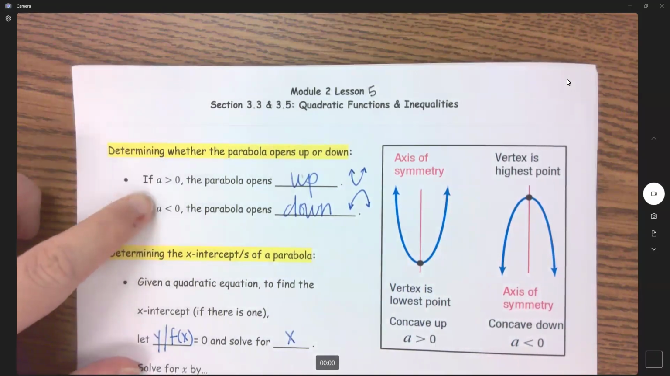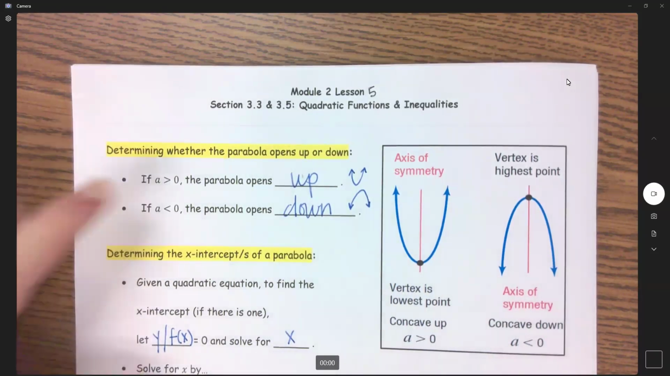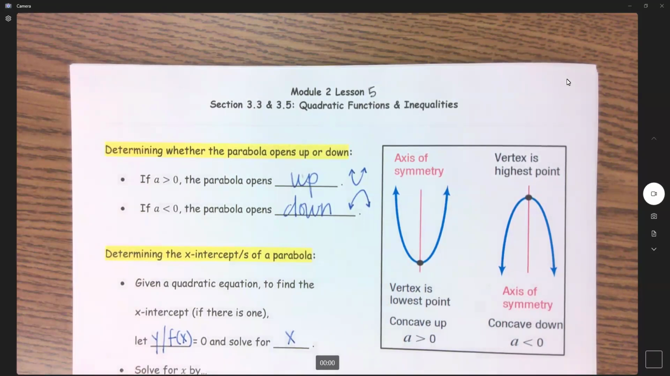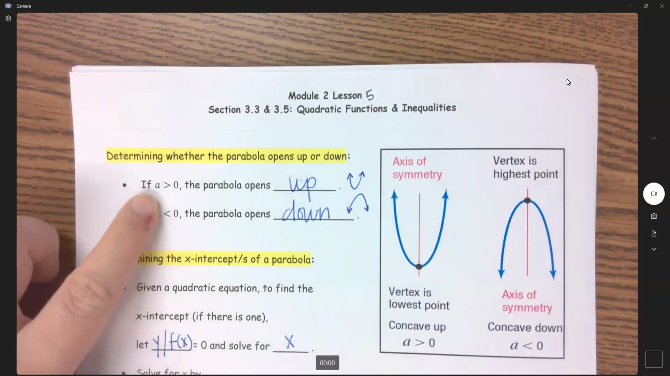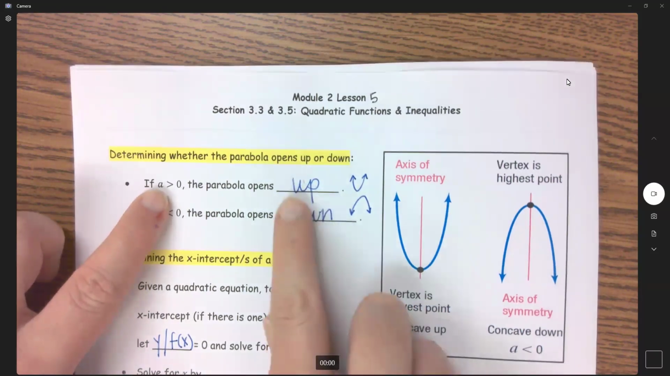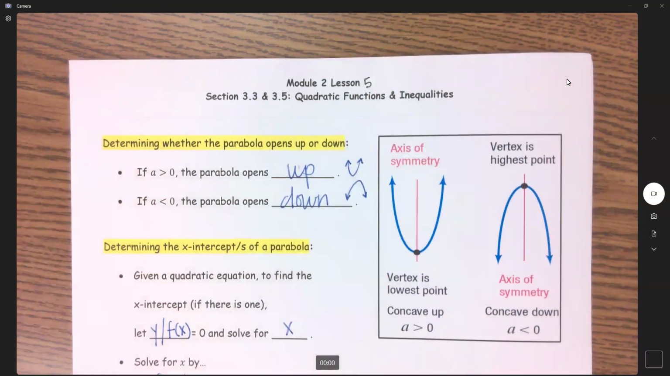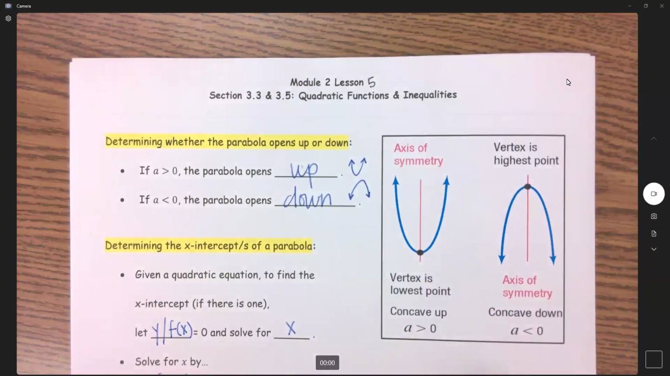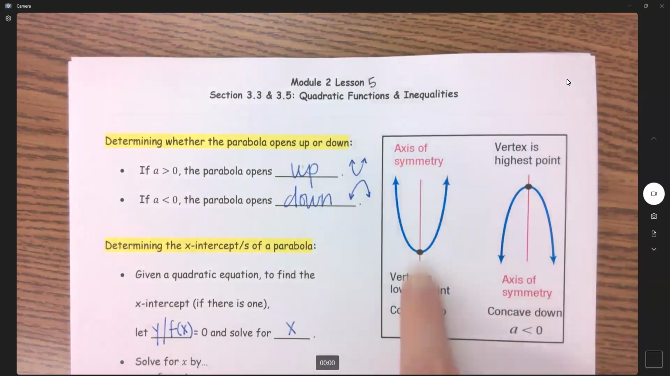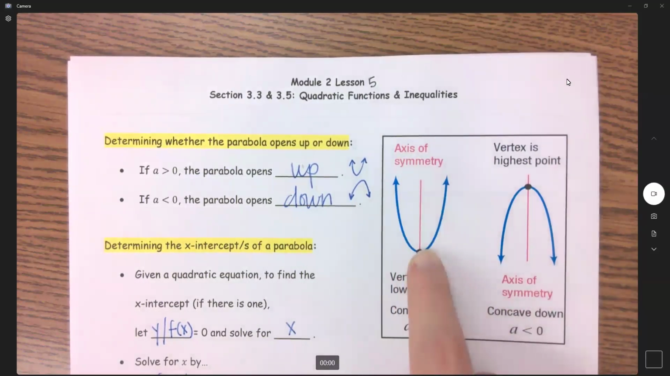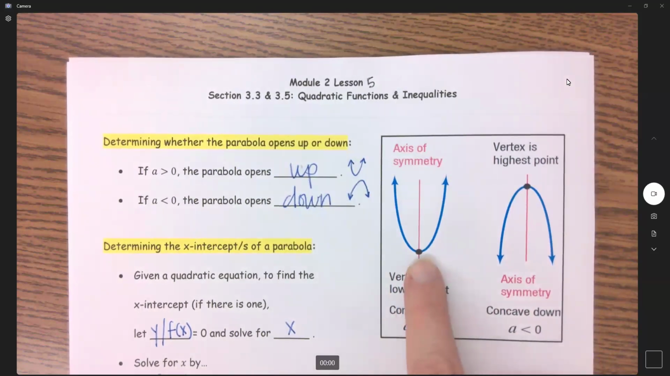Remember, your quadratics are in the form of ax squared plus bx plus c. If your A, that leading term or coefficient, is greater than 0, your parabola is going to open up. And so you can see here is a diagram of your parabola opening up. You have that axis of symmetry that makes the left side mirror the right side. And wherever this vertex is, that's going to be the lowest point on that graph.